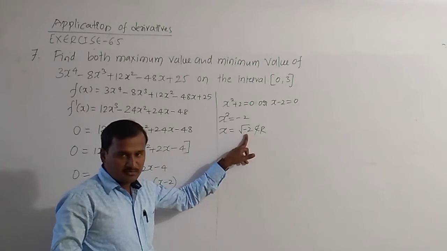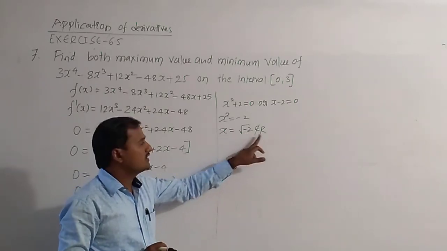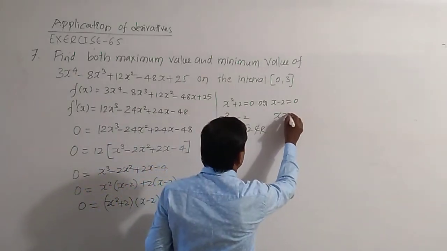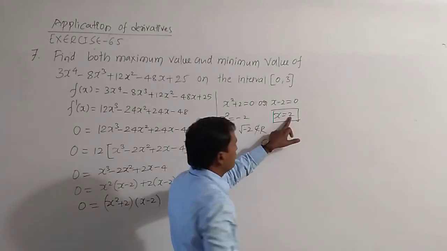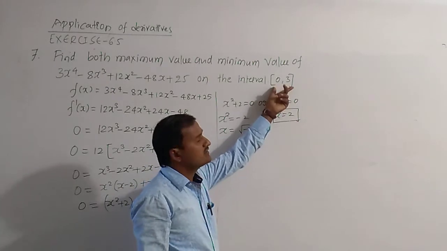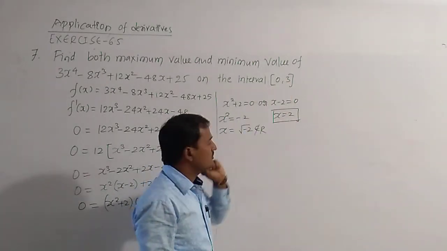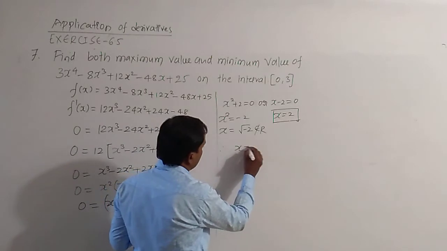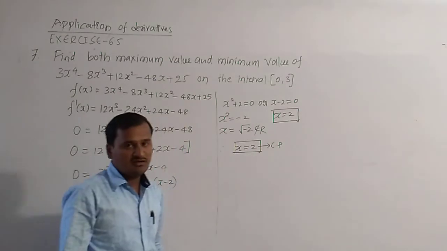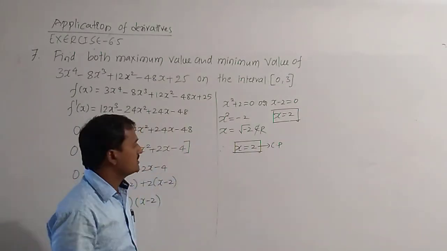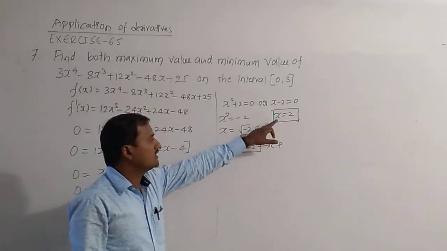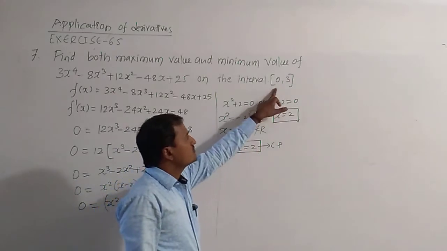Root of a negative number means that it is a complex number that does not belong to R. Now we will take this root. For this root, we are getting x equal to 2. x equal to 2 means this is a real number that lies in the closed interval 0 to 3. So therefore here we are getting only one critical point, that is x equal to 2. This is the only one critical point. Now we should find the functional values at x equal to 2 and also at the end points.